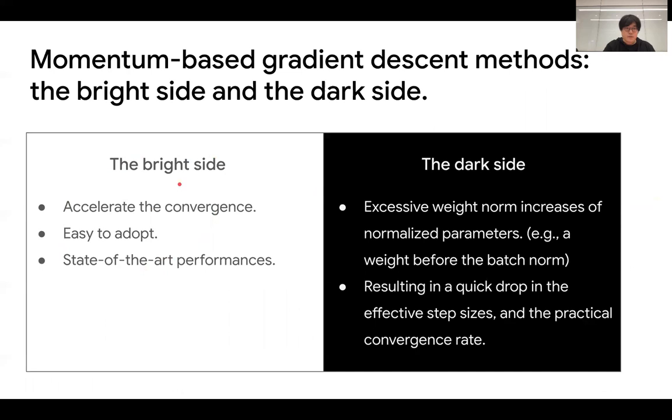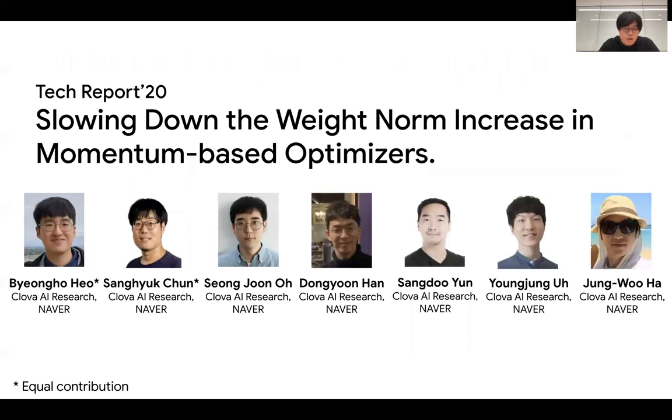But if we just adapt this to normalization, it excessively increases the weight norm here. As a result, it quickly drops the effective step size, and the practical convergence rate drops also. So we analyze this phenomenon and propose a solution in our recent paper named Slowing Down the Weight Norm Increase in Momentum-based Optimizers. This work is a collaboration with Byeongho, Sangdoo, Dongyoon Han, Youngjung, and Jung-Woo in global research. So we propose a simple solution here.